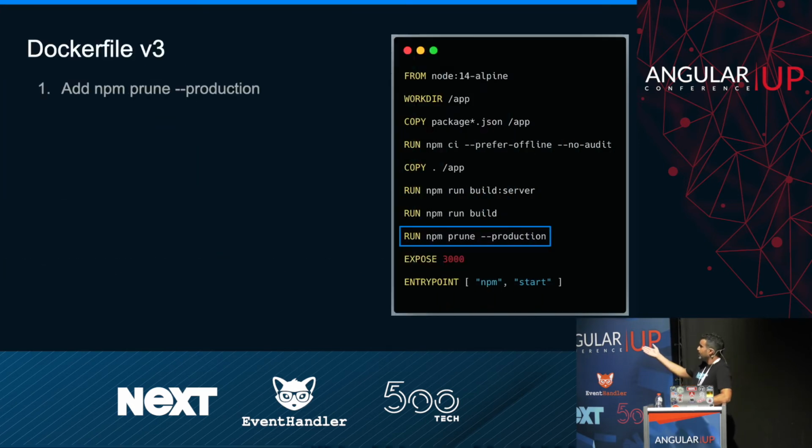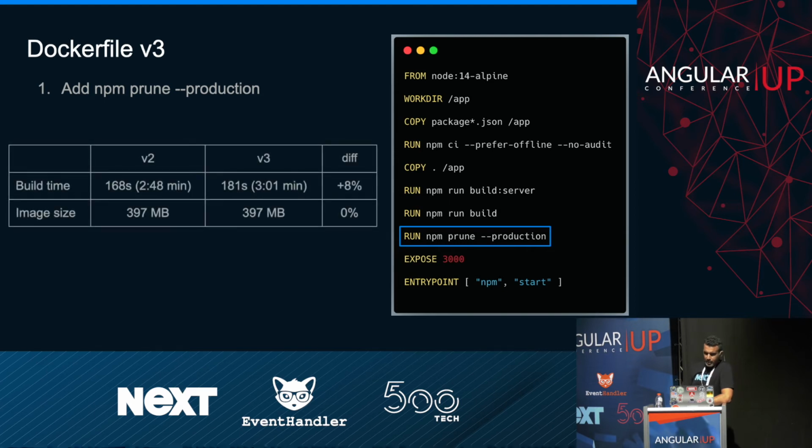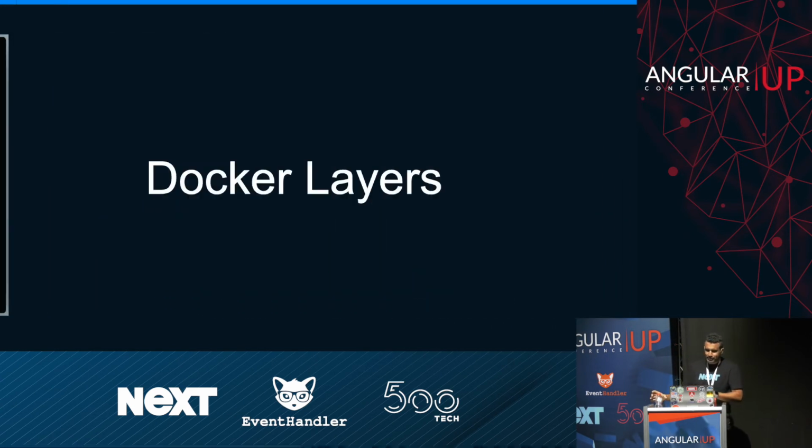So let's add the command after the build, because the build needs all the dev dependencies. And my node modules folder should be smaller. But when I checked it, I saw that the build time took 8% more. It's okay because I added an instruction, but the image size is the same. Why is it the same? The reason is the Docker layers.